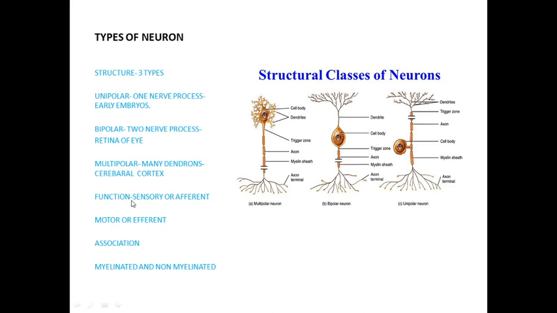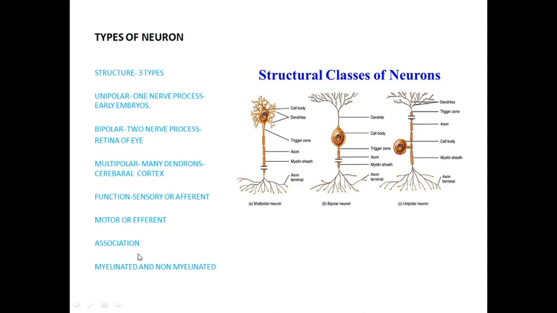Next one is based on the function. It is classified into three types: sensory or afferent neurons, motor or efferent neurons, and the third one is called association neurons. Sensory or afferent neurons carry the impulse from the sense organs to the brain or spinal cord. The electrical impulse transferred from the central nervous system to the muscles, that is hand, leg, or glands, is carried by motor or efferent neurons. Association neurons carry both functions: the impulse from the sensory side to the CNS as well as from the CNS to the muscles.